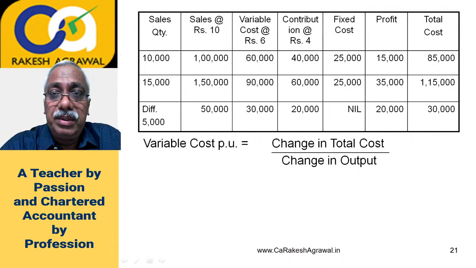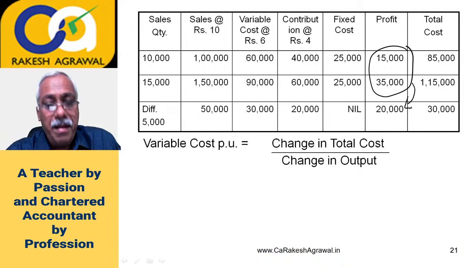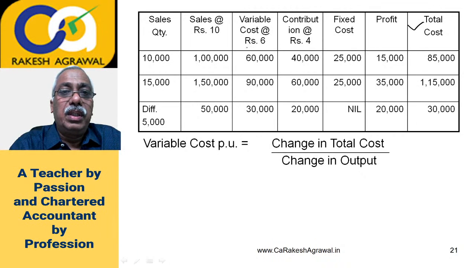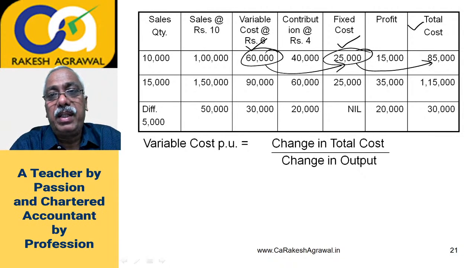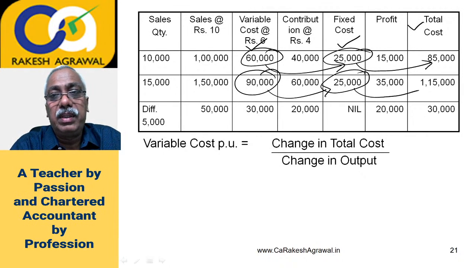Now check the difference in profit. Difference in profit, 15,000 and 35,000. Difference in profit is 20,000. Now, let's go to total cost. Total cost is here in this column, variable cost plus fixed cost. 60,000 plus 25,000, these two together is 85,000. Then 90,000 variable cost plus 25,000 fixed cost, 90,000 plus 25,000. Your total cost is 1,15,000.